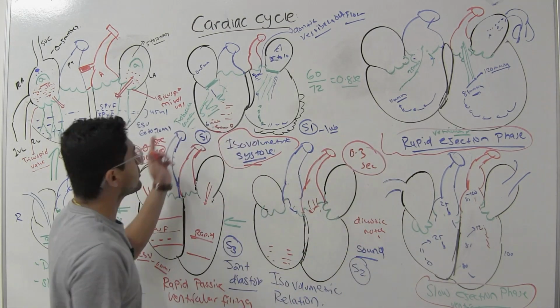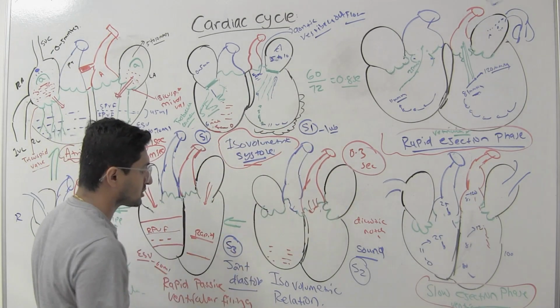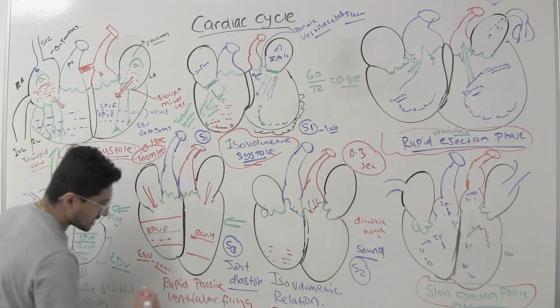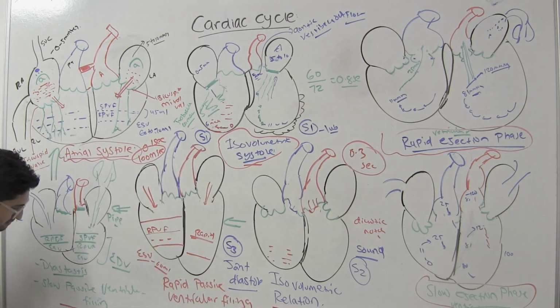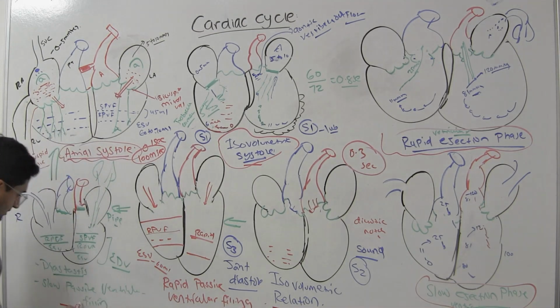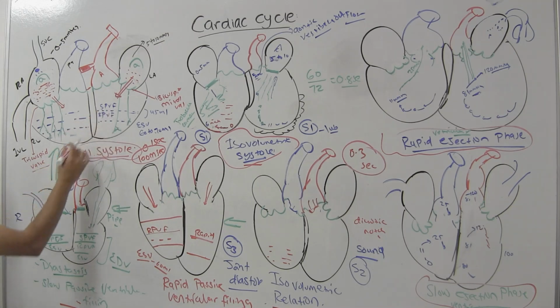And what is happening in the atria right now? The atria are relaxing. Here is the isovolumetric relaxation, rapid passive ventricular filling, and slow passive ventricular filling. So 1, 2, 3, and then the atria are contracting but the ventricle is relaxing. That gives us about 0.4 seconds, right?